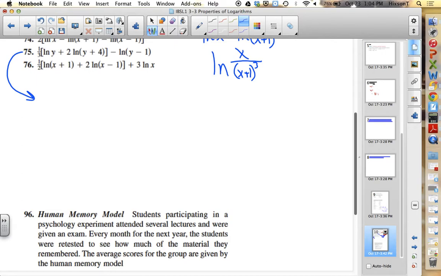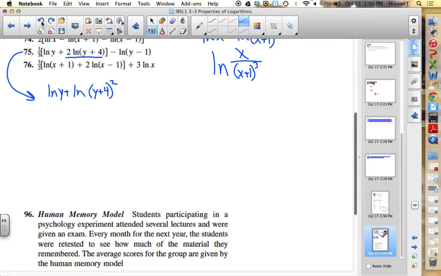I would work from the inside out first of all. So this 2 natural log of y plus 4 is going to be the natural log of y plus 4 squared. So the natural log of y plus that. I was thinking like y plus 2, I put those in parentheses by accident. Oh, you treated it kind of like that? Okay.